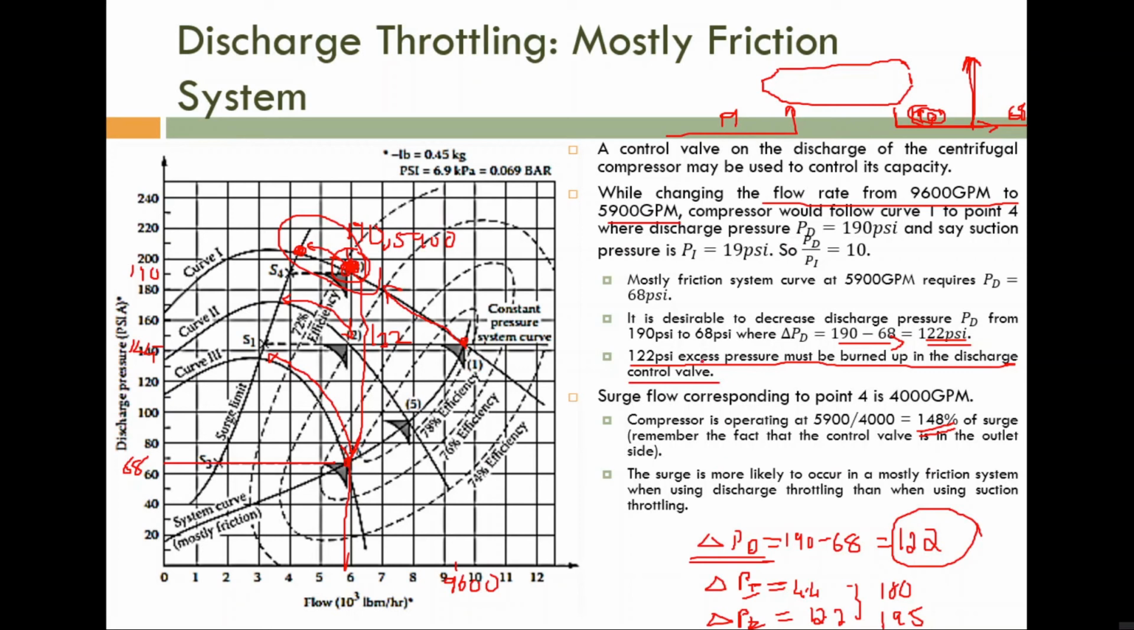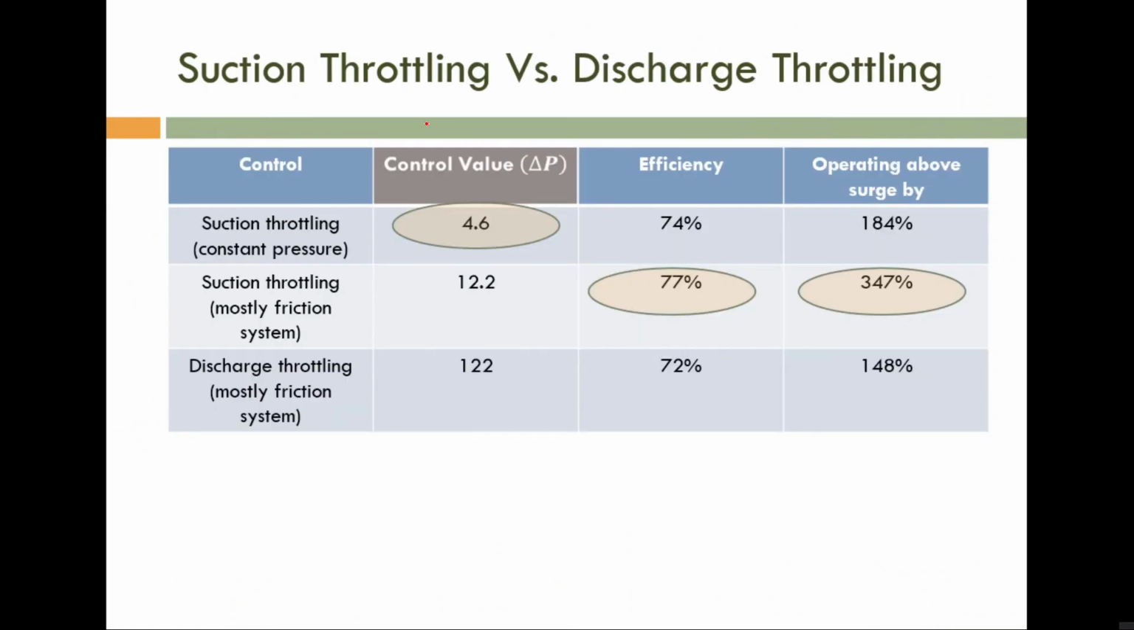Is it okay? So I am giving the comparison of these three. I am not going to discuss the discharge throttling for constant pressure system. You can explain that. You are already familiar with these three. So I am giving a comparison of these three that we discussed. This one is a comparison. So here we have the control strategy: suction throttling for constant pressure, suction throttling for mostly friction system, discharge throttling for mostly friction system. And here we have rangeability, means the range of operation of control valve, efficiency, and the relative stability. Okay. So valve size point of view, suction throttling for constant pressure system, that one is a better one.